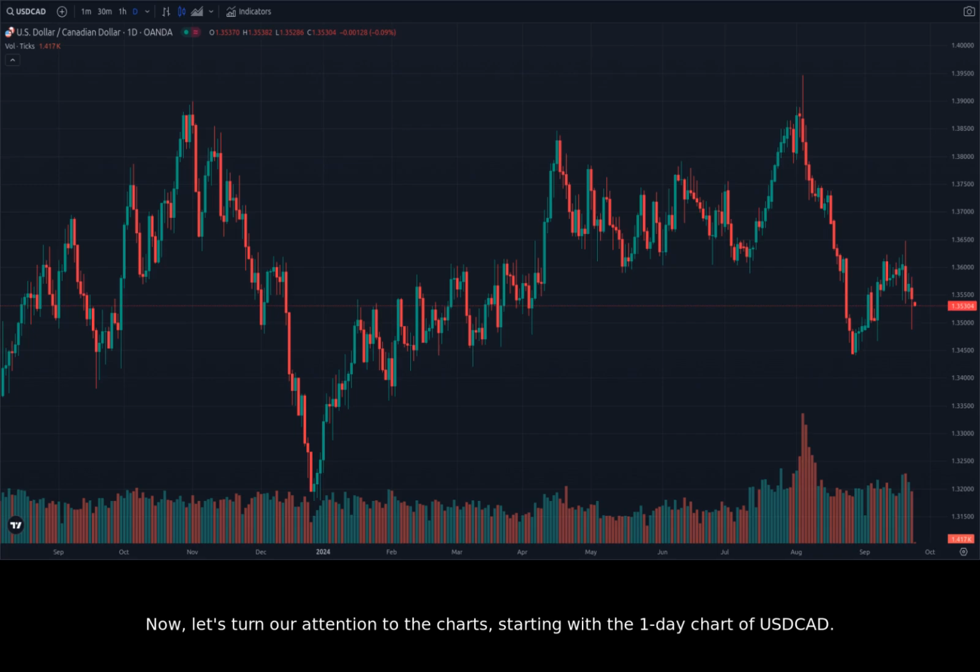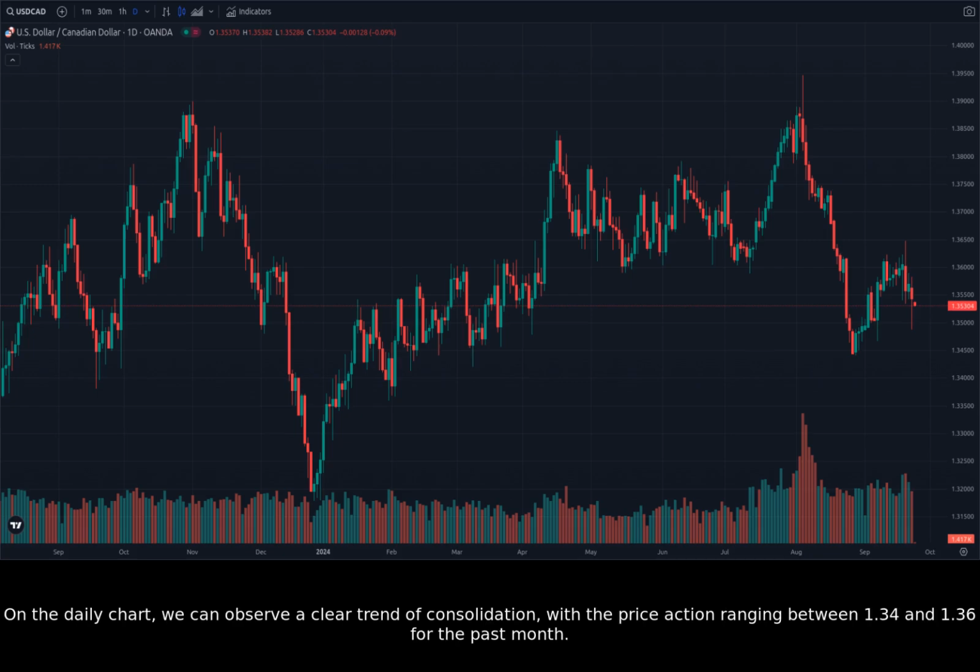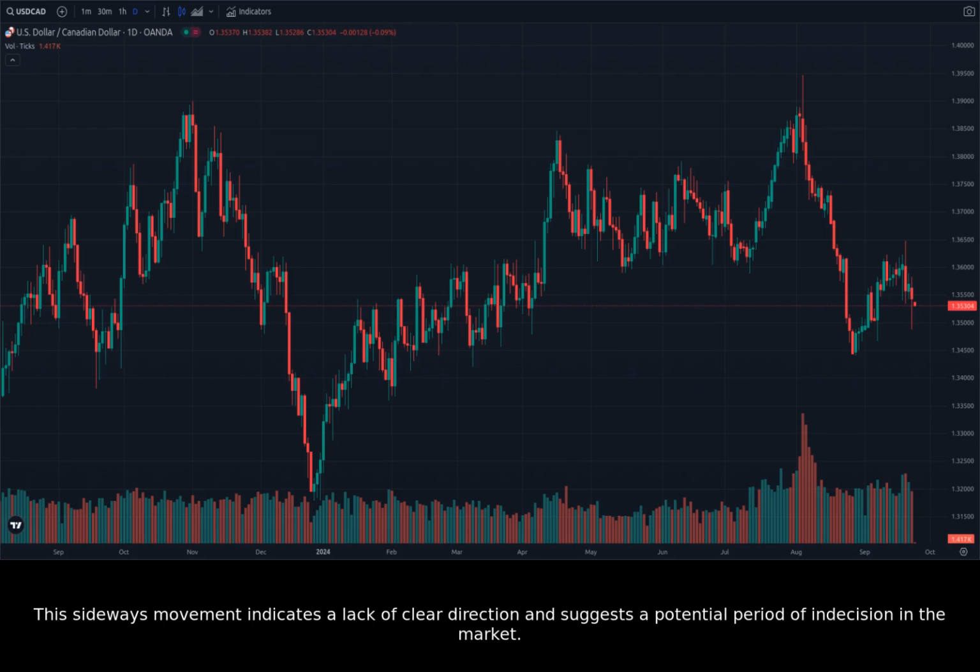Now, let's turn our attention to the charts, starting with the one-day chart of USDCAD. On the daily chart, we can observe a clear trend of consolidation, with the price action ranging between 1.34 and 1.36 for the past month. This sideways movement indicates a lack of clear direction and suggests a potential period of indecision in the market.